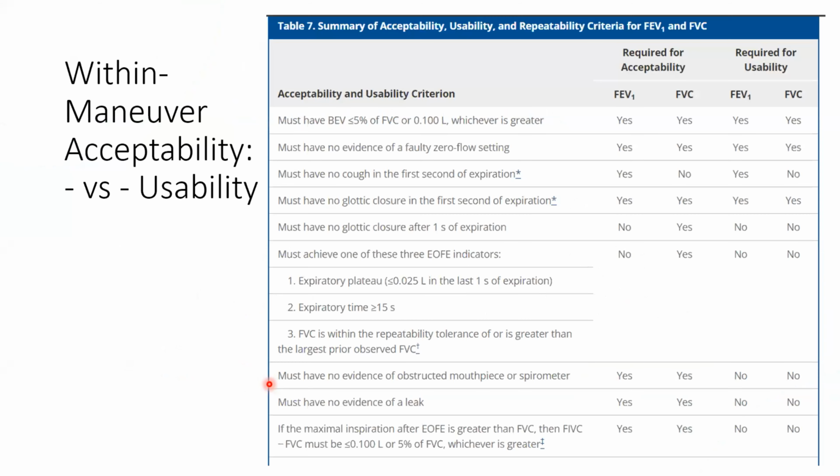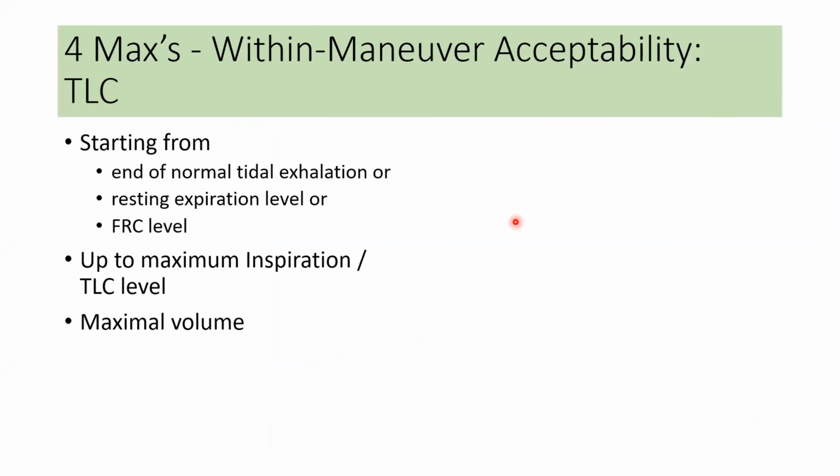From the guidelines, Table 7 is a summary of acceptability, usability, and repeatability criteria for FEV1 and FVC. So these are the acceptabilities for FEV1 and the acceptabilities for FVC, the usabilities for FEV1, and the usabilities for FVC. We'll go through these individually. Still looking at our 4 maximums within the maneuver for acceptability, the first one is TLC.